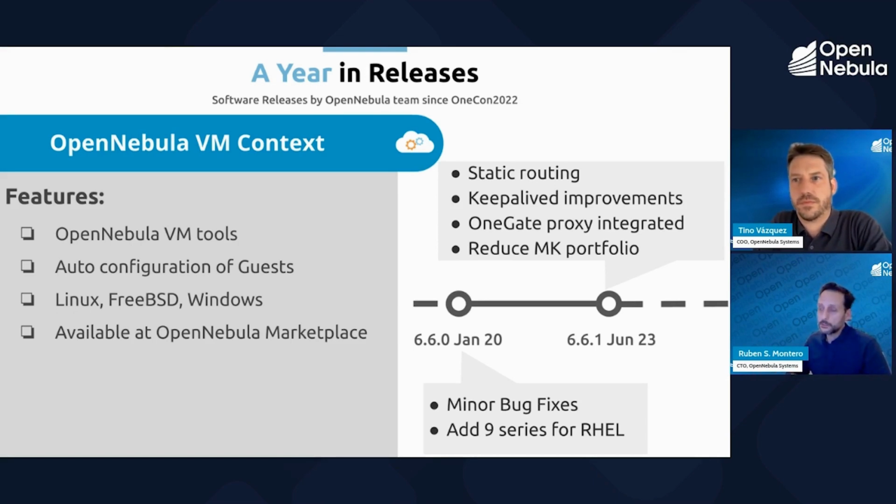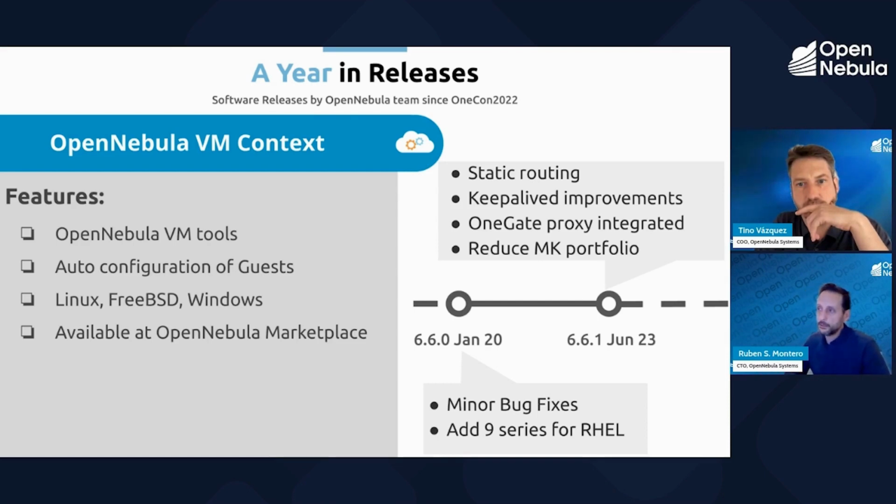For the context, we usually made available some pre-installations on popular distributions, and that's published in our marketplace. And we made 2 big releases of the context packages. 6.6.0 with only minor bug fixes and upgrading all the processes. And we also added the 9 series for the Red Hat family.